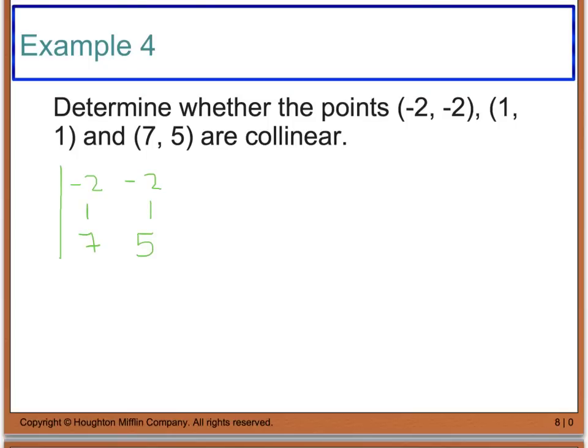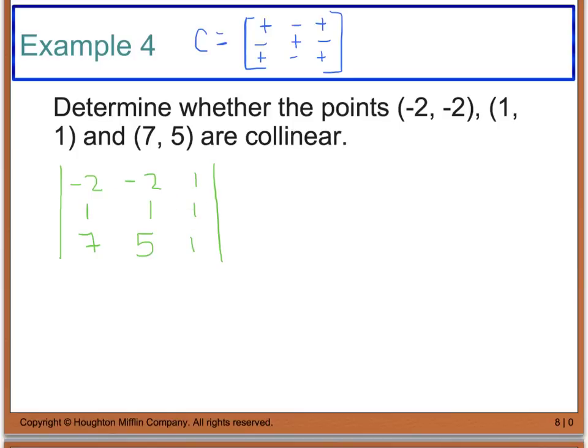I'm going to plug those in for x and y, and just like we did for the area of a triangle, I'm going to make that third column all ones, and then I'm going to expand by cofactors. Now, it does not matter which row or which column you use. I think I'm going to use the second row here just because I have all ones.